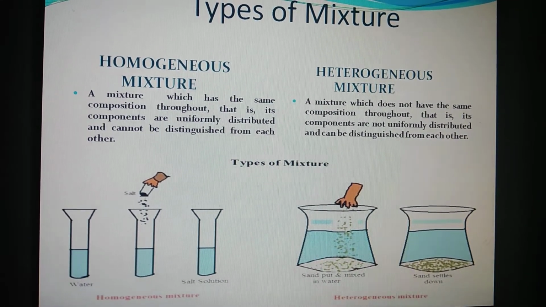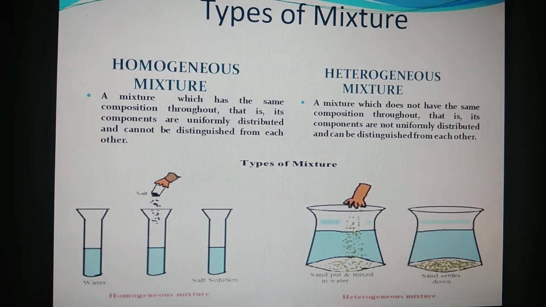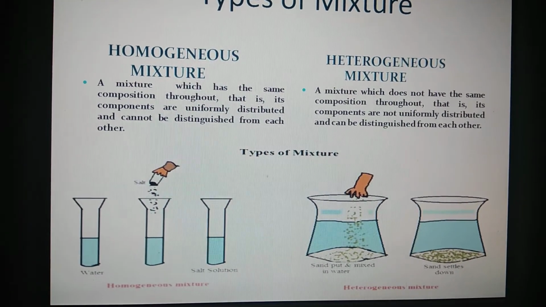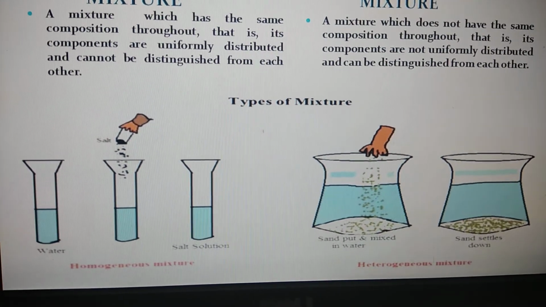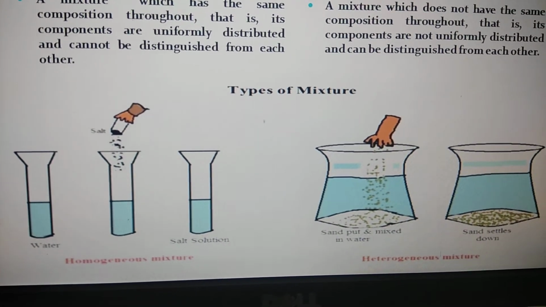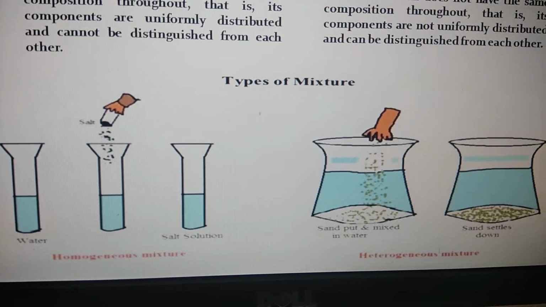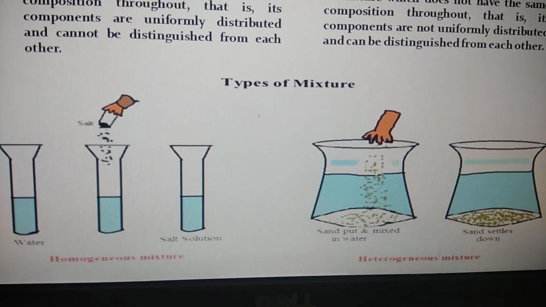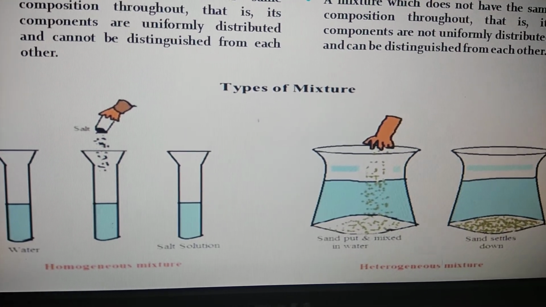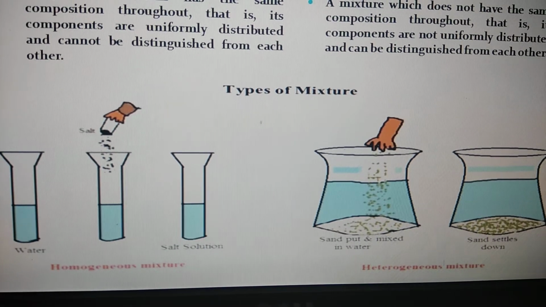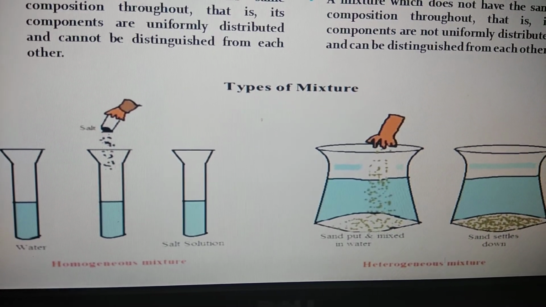For homogeneous mixture, the example is given on the screen. When we add salt in the water, the salt solution which is formed is a homogeneous mixture. We cannot distinguish between salt and water. Whereas on the other hand, when we add sand to the water, then we can easily distinguish between the water and sand. So we can easily identify the sand particles in water, so they are not evenly distributed and the solution formed will be a heterogeneous mixture.